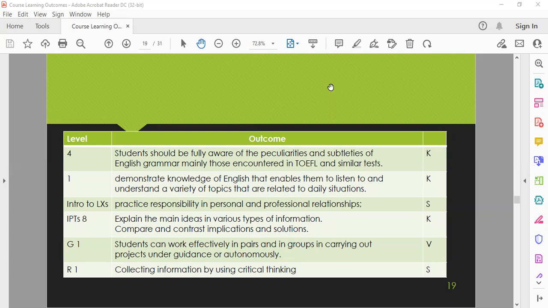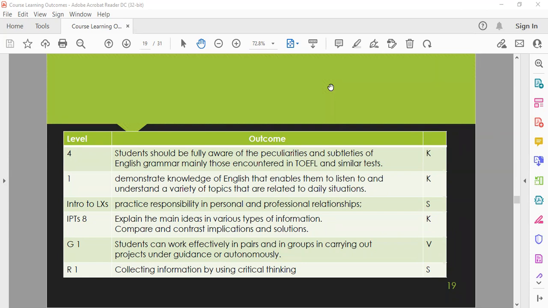But when you say "demonstrate knowledge of English," the wording is quite vague. When we say "demonstrate knowledge of English that enables them to listen to..." here, I think it's repetition, Dr. Abdul Wahid. We should delete this and start from here: students will be able to listen and understand a variety of topics that are related to a daily situation. So this is the real learning outcome. There could be some tautology and unnecessary wording, so it should be deleted, and the learning outcome should start from here.